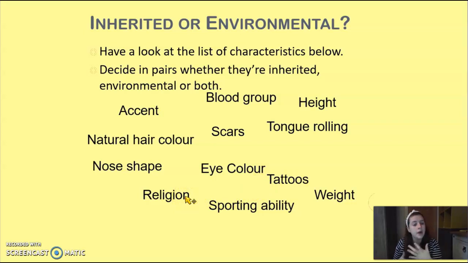Religion, you might follow the same religion as your parents, but also you might choose to follow a religion that your parents don't follow, so that could be affected either way. Sporting ability, again, sort of comes with height and weight. You might be born and you might be naturally sporty, maybe your parents are both sporty, but also it can be affected by your environment and the way that you choose to live your life.